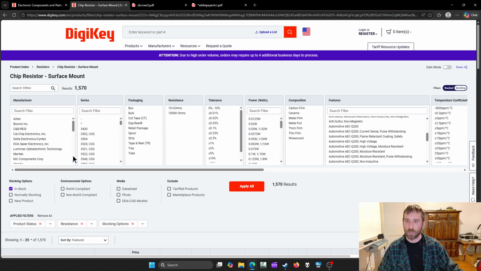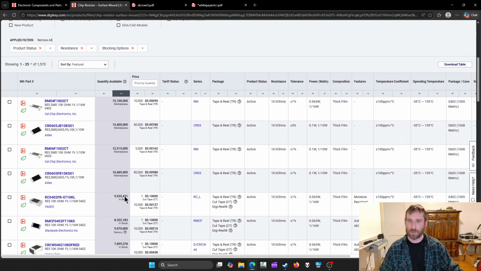So to speed things along on Digi-Key, I've already selected a few things. Product status must be active. I don't want obsolete. The resistance value we're going to look at is just a regular 10K resistor, not a big deal. Stocking options must be in stock, because if I can't buy it, then it does me no good. So if we just look at that in general, I also organize by quantity available. I ain't going to buy something where there's only one or two available.